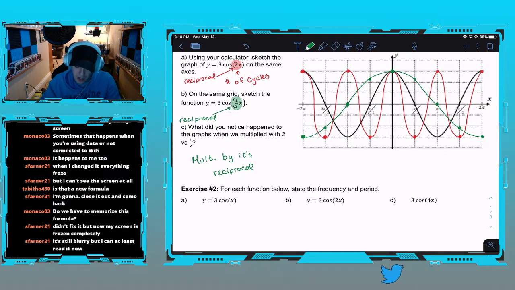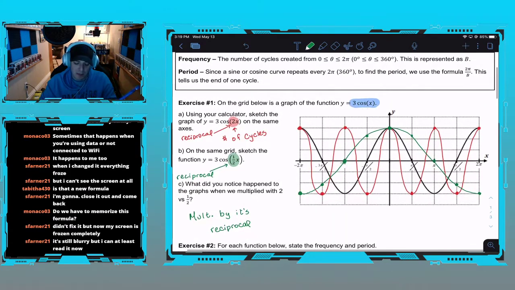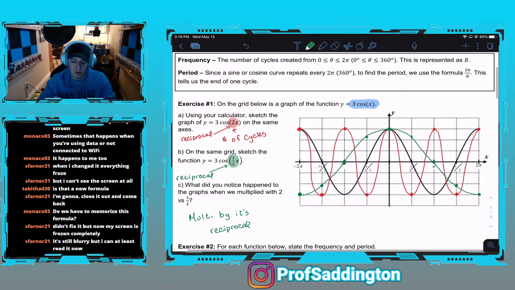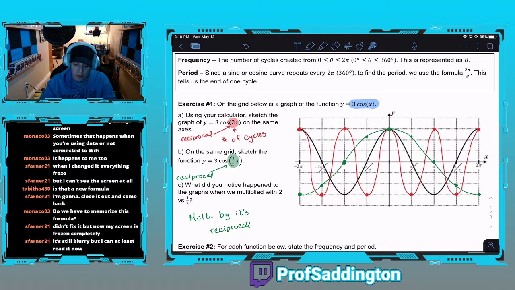So the other thing we got to talk about is period. I'm going to go back up to the graph before I go down to exercise number 2. Now, the definition up top says period, since a sine or cosine curve repeats every 2 pi. So remember, we said that a normal curve will repeat every 0 to 2 pi from the positive all the way to the end. When we go to find the period, there's a formula.